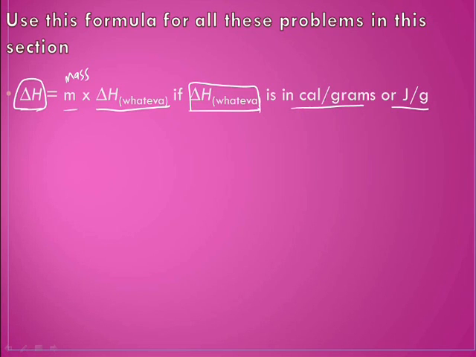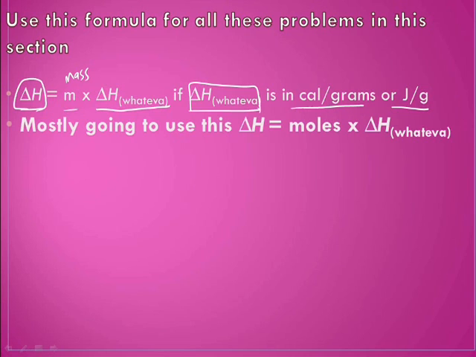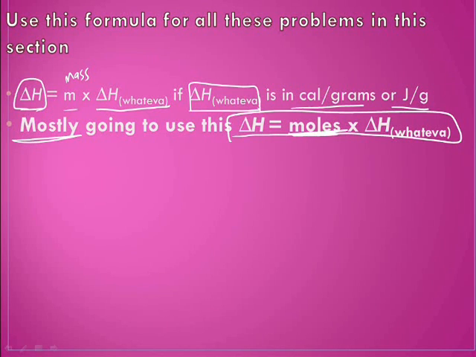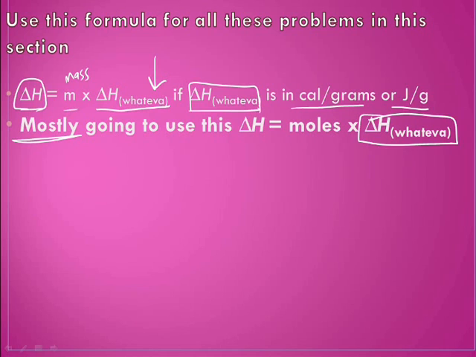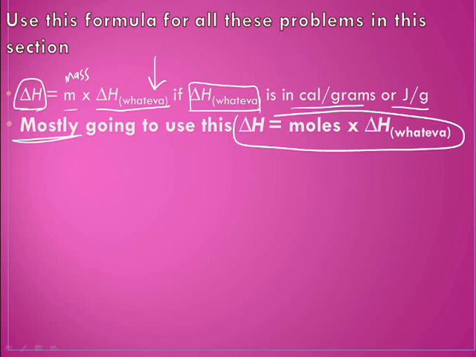So when I mean whatever, that could be heat of fusion, heat of condensation, heat of vaporization, heat of solidification. Mostly though, however, we're going to be using this. Now it looks exactly the same, but we're going to be using moles. Sometimes you'll see this equation, but most of the time we're going to be using delta H, the heat released, is the moles times this delta H constant. So this is the one we're really going to be using.